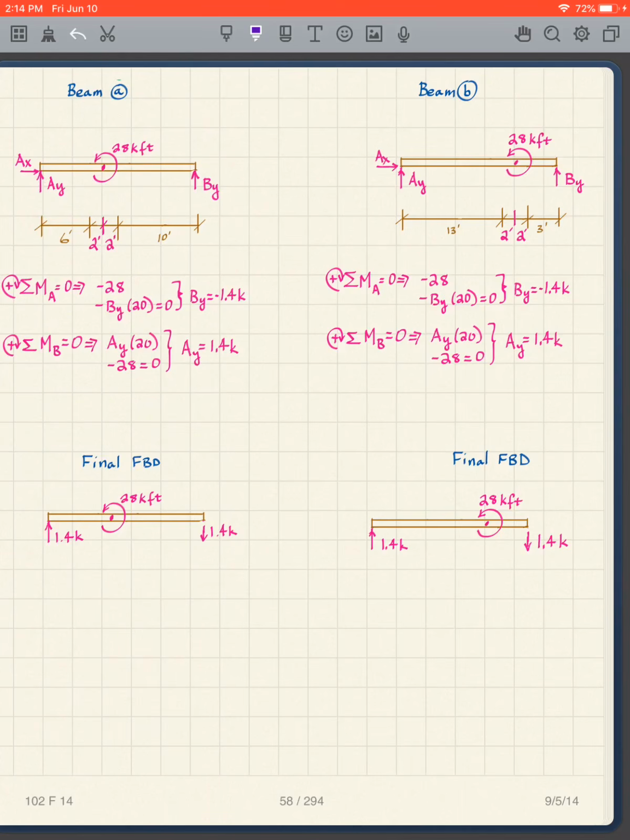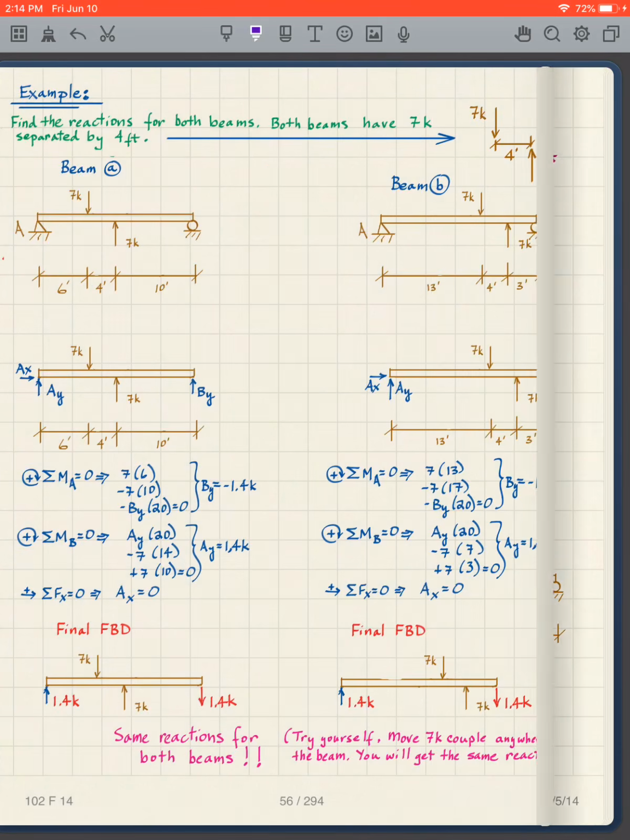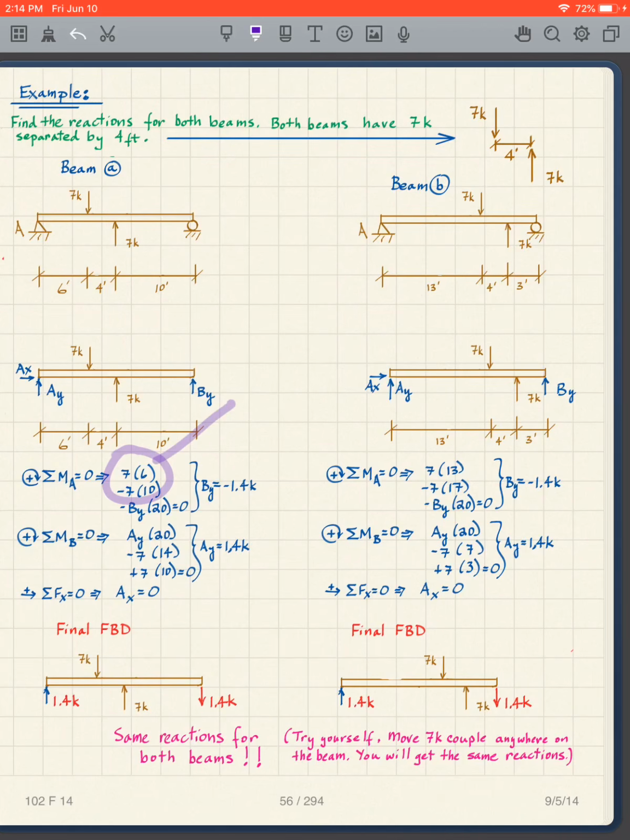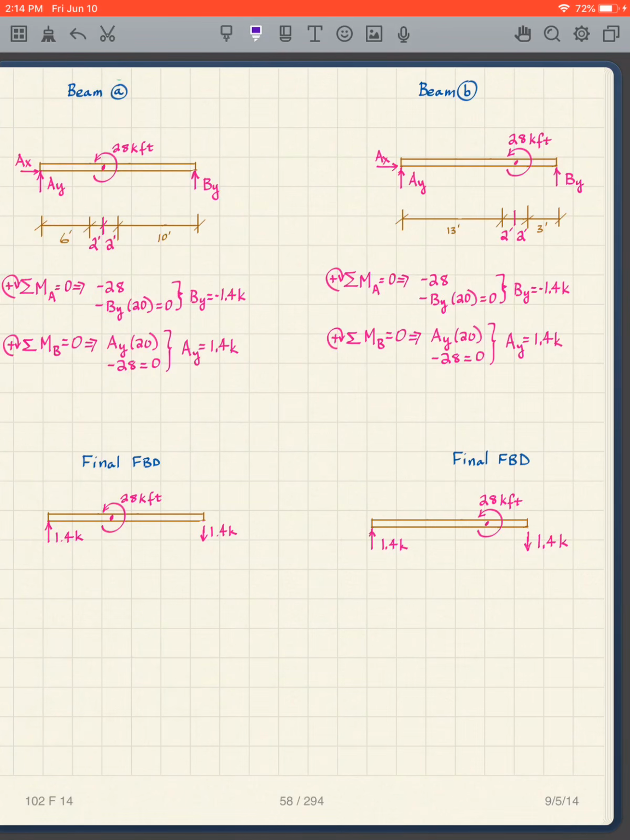In other words, if we go back here, if I look at that, that is negative 28. That is negative 28. That's the way we need to, we've got to come up with the same answer. So we have to have the same result. So it's negative 28. The units are kip feet.